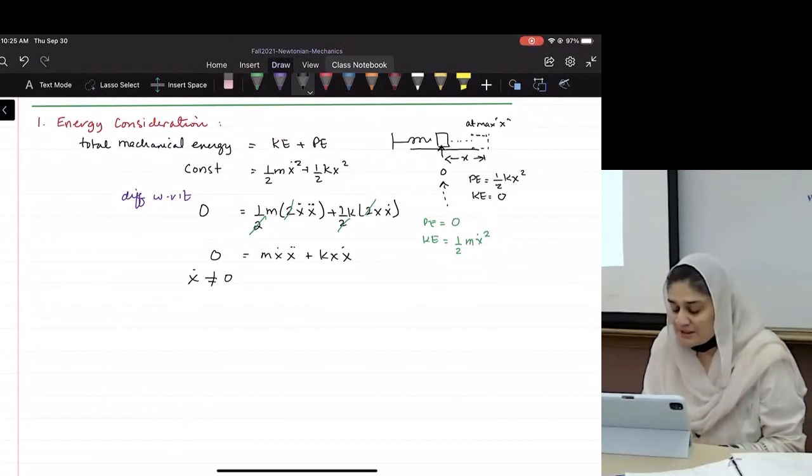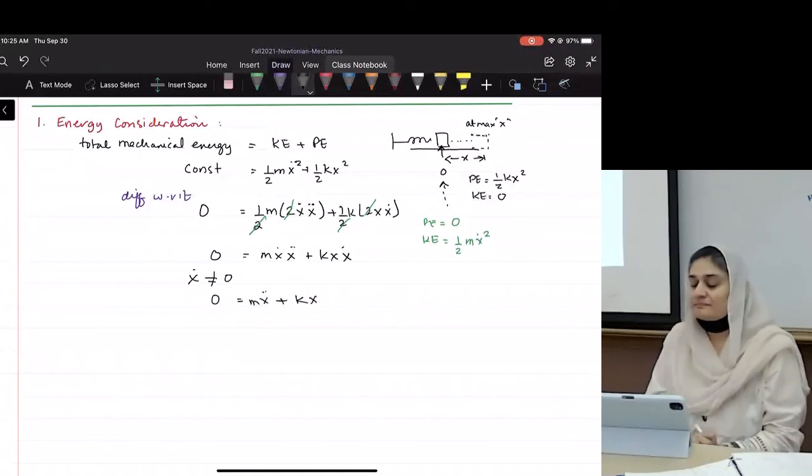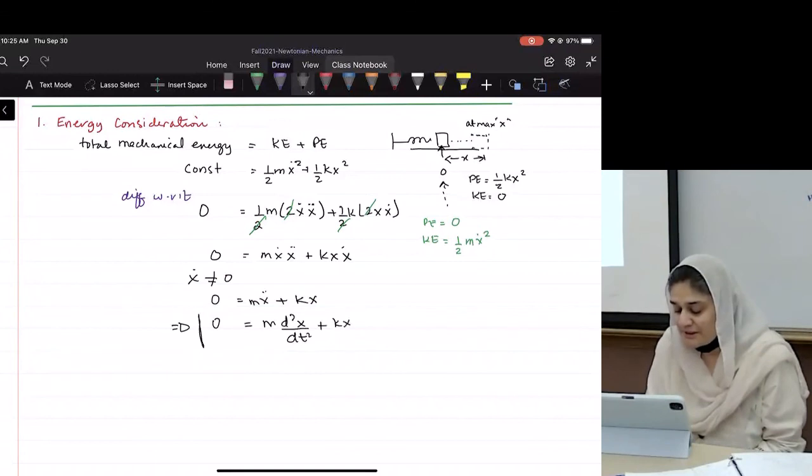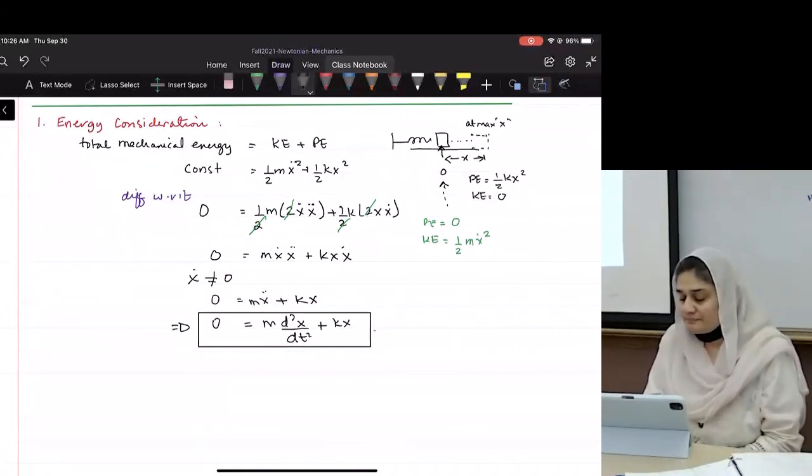So this means 0 equals x double dot m plus kx. Which means this implies m d squared x over dt squared plus kx is my equation. Woohoo!